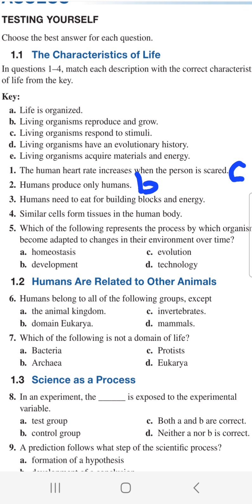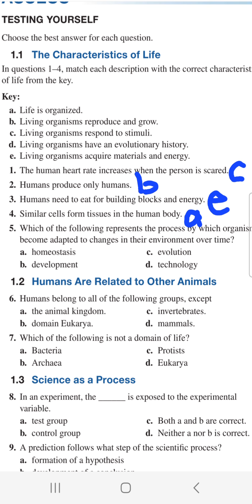Question number 3, humans need to eat for building blocks and energy. So this corresponds to E, living organisms acquire materials and energy. Similar cells form tissues in the human body. So this is about the organization in which cells form tissues, tissues form organs, organs form organ systems, and organ systems form an organism. The same organisms together are a population, different populations form a community, and so on.